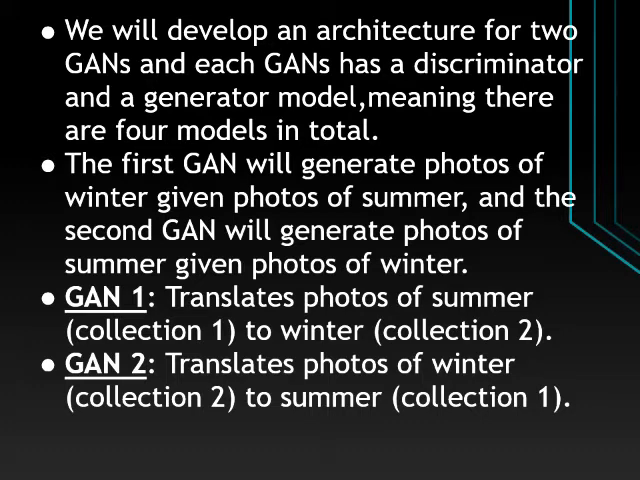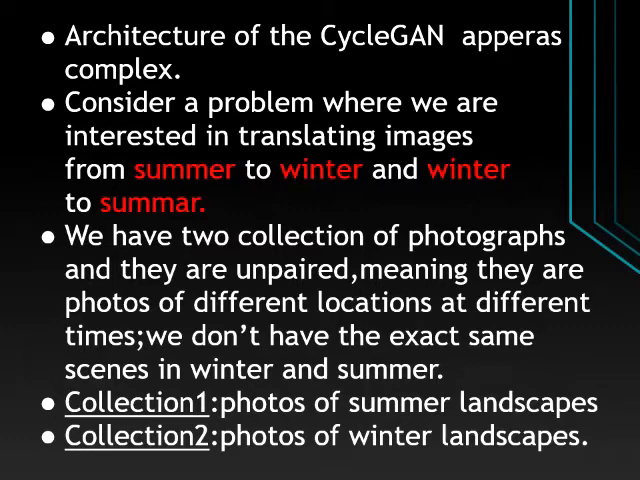So the first GAN will generate photos of winter when given photos of summer, and the second GAN will generate photos of summer given photos of winter. That is GAN 1. It translates photos of summer, that is collection 1, to winter, that is collection 2, and GAN 2 translates photos of winter, that is collection 2, to summer, that is collection 1. So the architecture of CycleGAN is very complex, but when we take an example, it becomes easier.